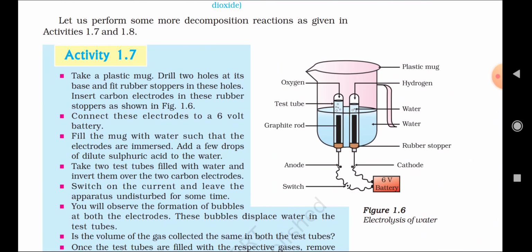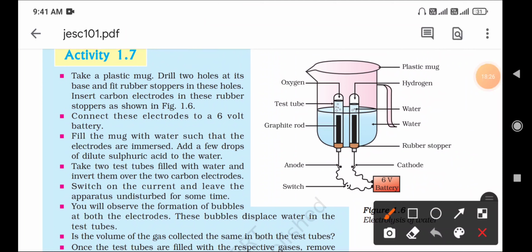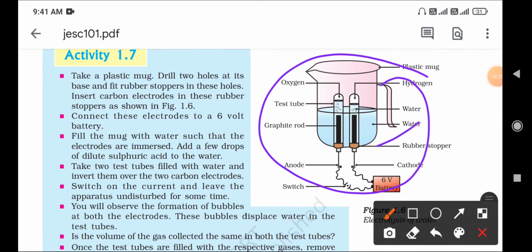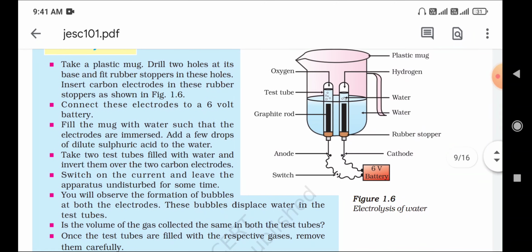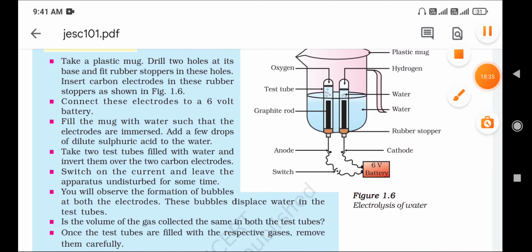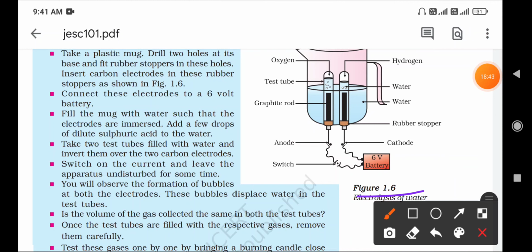So next again, activity 1.7. Again, this is a very important diagram for 2 marks. So what is the diagram here? Electrolysis of water. This diagram is electrolysis of water. This diagram is very important for your exam purpose.